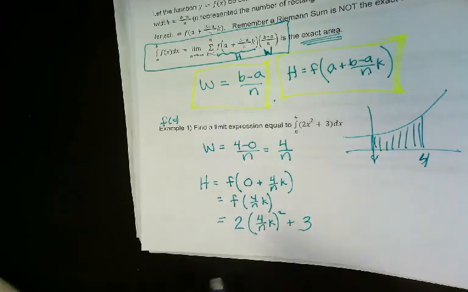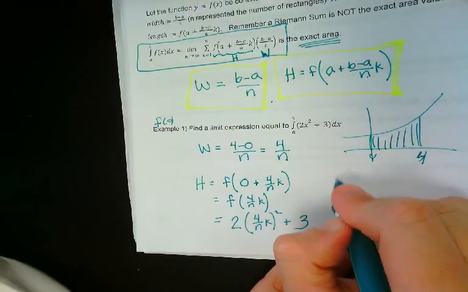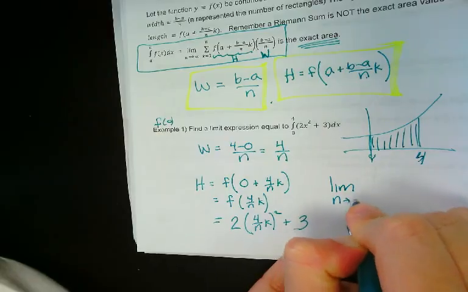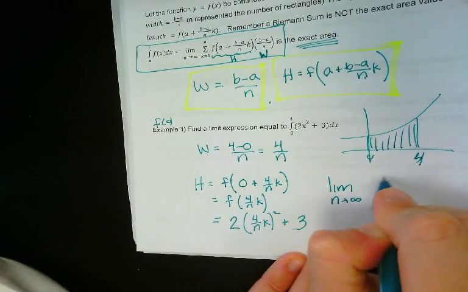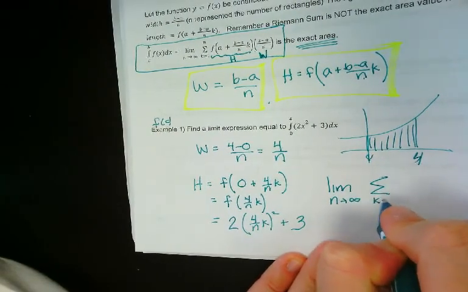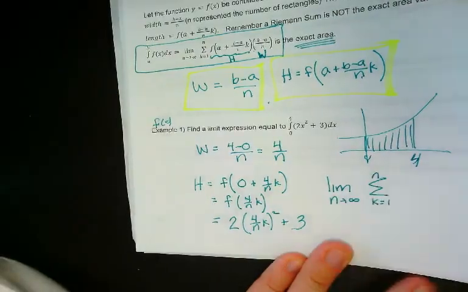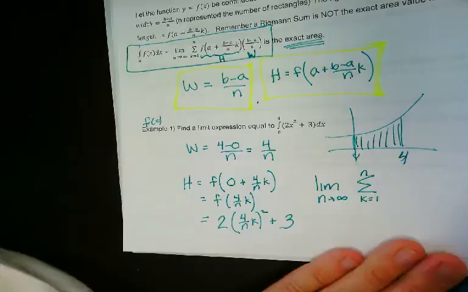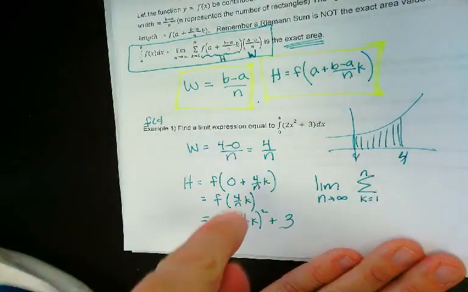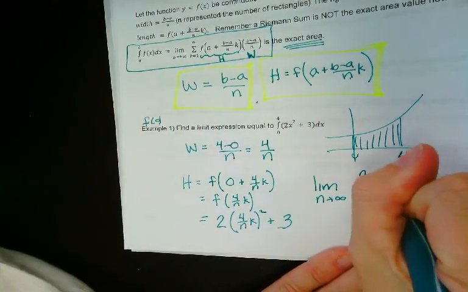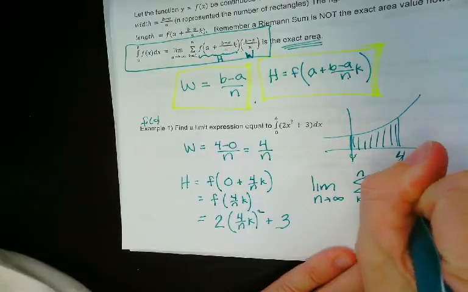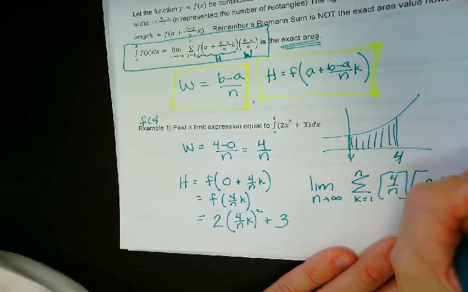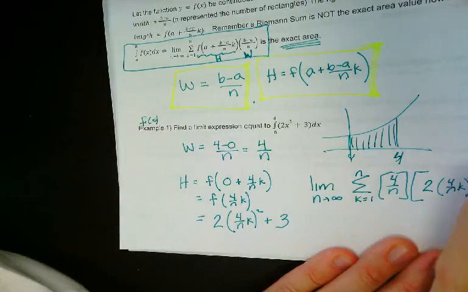Okay? So now I'm going to keep it simple for the first one here. I could say this is the limit as n approaches infinity of the summation from k equals 1 to n. And now it's just my base times my height. So I have 4 over n, there's my base, or my width, times my height, 2 times (4 over n k) squared plus 3.